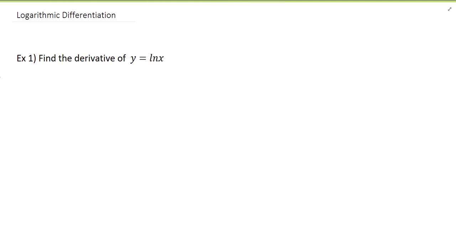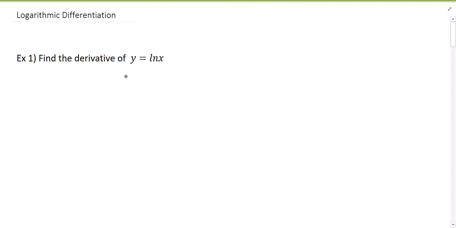In this video, we're going to talk about the derivatives of logarithmic functions. So we're going to start with the basic logarithm, the natural logarithm, finding the derivative of y equals ln of x. Now pretend, if you've seen this before, pretend you've never seen it before. So how do we find the derivative of something that we have never seen before?